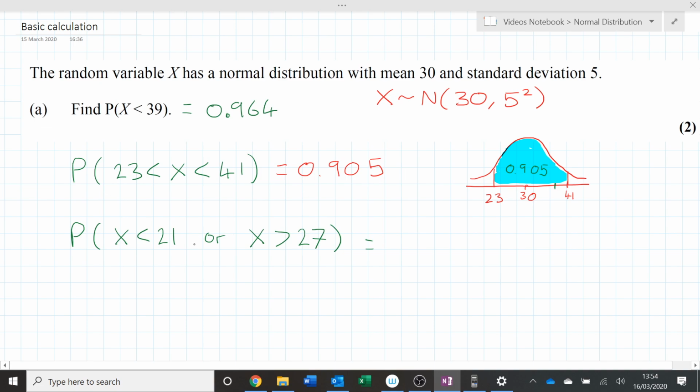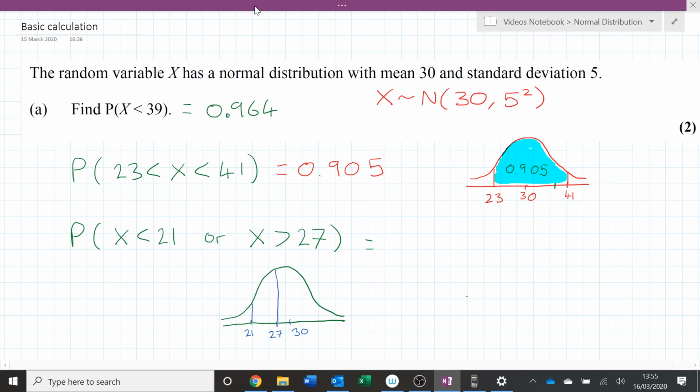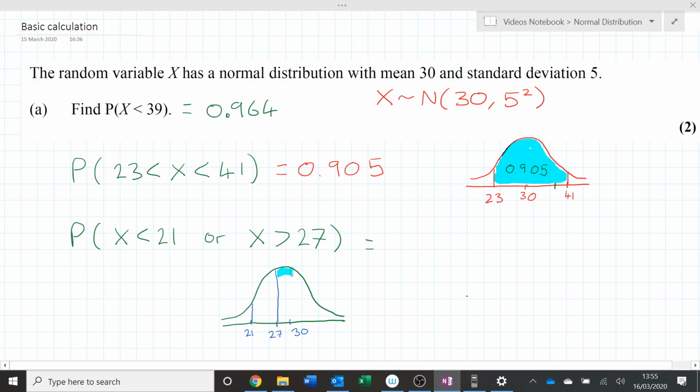Okay, this final example, probability of less than 21 or greater than 27. So I'm going to draw a quick picture. This is where it's useful to draw a quick picture. It can be fairly rough, just to give you an idea of what we are talking about. So 30 is in the middle, 27 is here, 21 is here. And I want less than 21 or greater than 27. So on my graph, I want above here, I want all this bit, and I want less than this bit. So I want the total of those two parts.